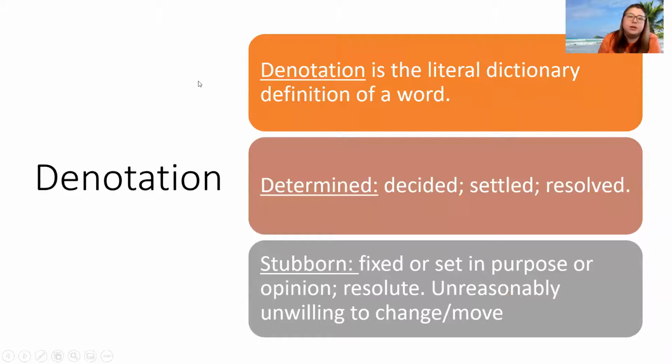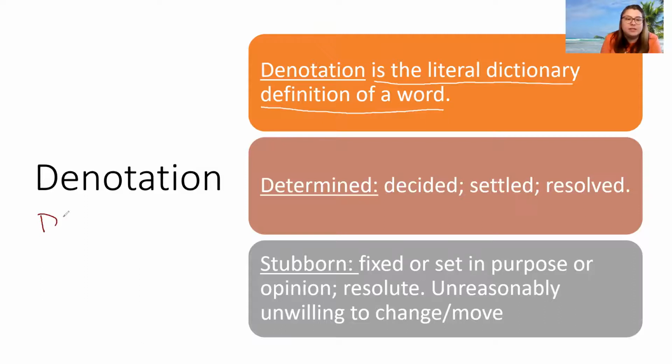Okay, so first thing we're going to look at is denotation. So denotation, here's our definition. Denotation is the literal dictionary definition of a word. Feel free to pause the video here and get your definition from the screen. When we say that it is the literal dictionary definition, all that we mean is that if you were to look up a word in the dictionary, its meaning is its denotation.